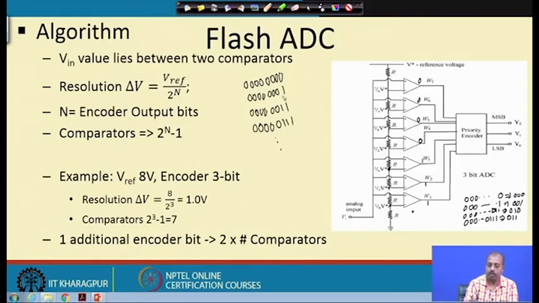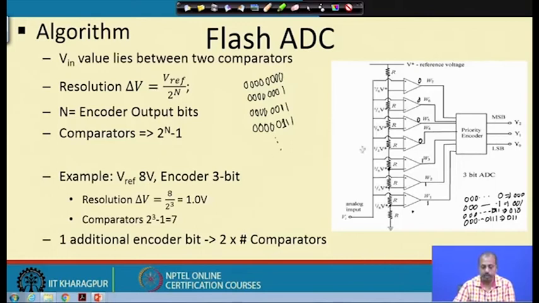Once a bit becomes 1, the bits towards the right of it must be 1 and the bits towards the left of it must be 0. So it is important to find out how many ones there are, and accordingly this priority encoder circuit can encode and output the corresponding sequence number. In this particular example we have Vref equal to 8 volt and a 3 bit encoder. So resolution is given by 8 by 2 to the power 3, that is 1 volt. The number of comparators needed is 2 to the power n minus 1, that is 2 to the power 3 minus 1, which is 7.